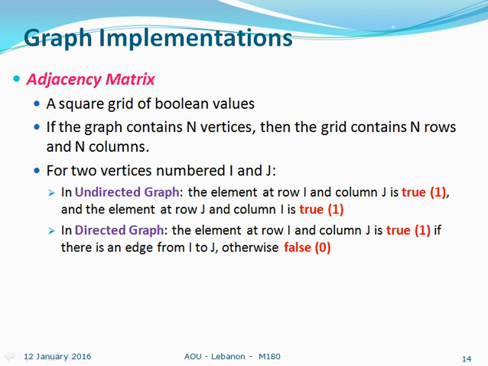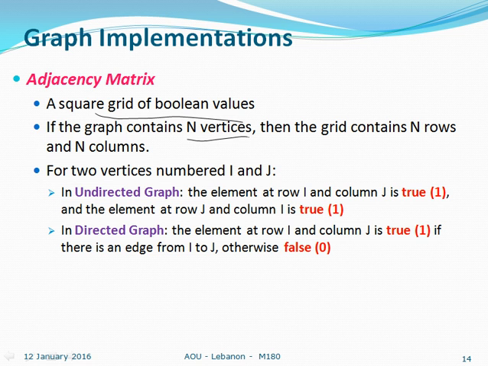Now the adjacency matrix. This relates to graph implementation. We can implement the graph in computers by using a matrix. We write a matrix of true and false, or 0 and 1, which are Boolean values. So we write a square grid, a matrix of Boolean values that represents a graph. The size of the matrix is the number of vertices.